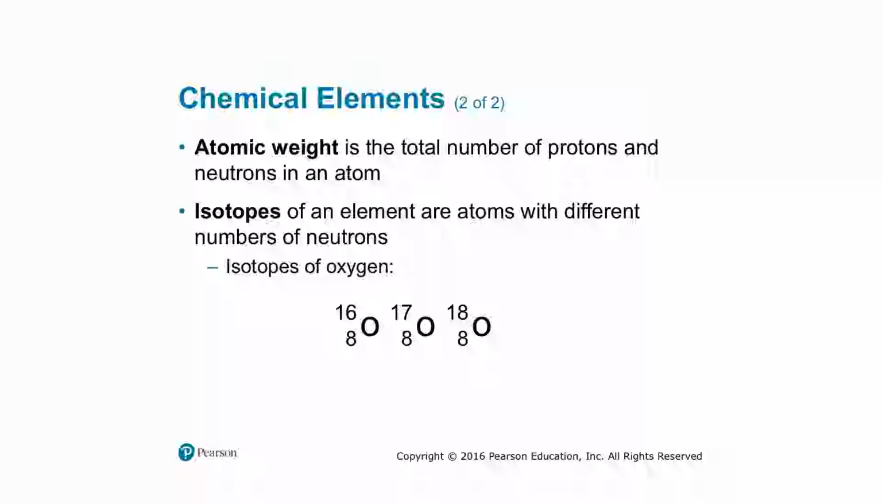So here are 3 different isotopes of oxygen: oxygen 16, oxygen 17, and oxygen 18. They all have 8 protons, but they all have different numbers of neutrons. You can figure out what type of isotope you have by subtracting the number of protons, here on the bottom, from the mass number, here on the top. The nucleus is the protons plus the neutrons, and this is equal to the atomic mass.